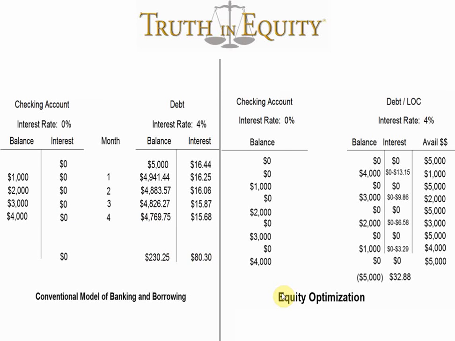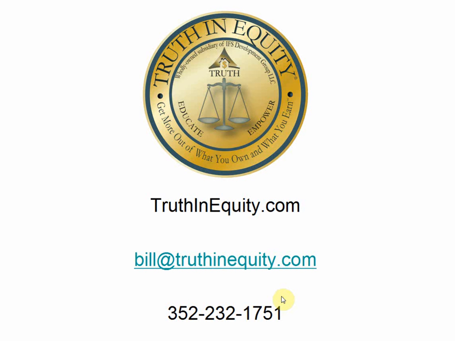Equity optimization side, we earned the same amount of money, spent the same amount of money on our expenses, but through the process, we paid back $5,000 in debt, we only paid $33 in interest, and we still have $4,000 accumulated in our checking account. I hope you can see the difference between the conventional model and how inefficient it is versus the efficiencies of equity optimization.